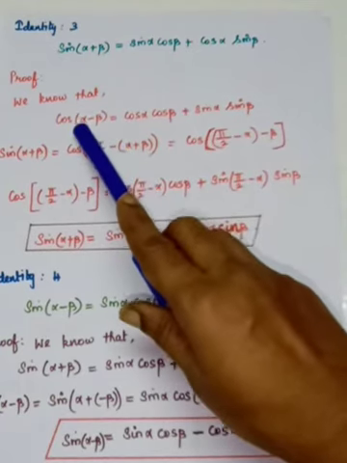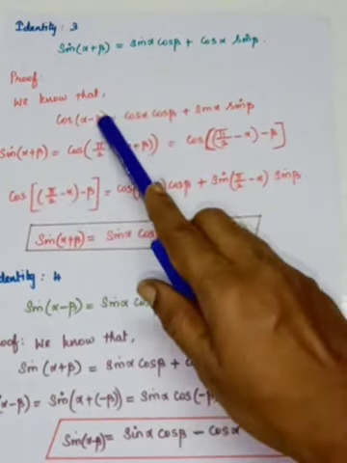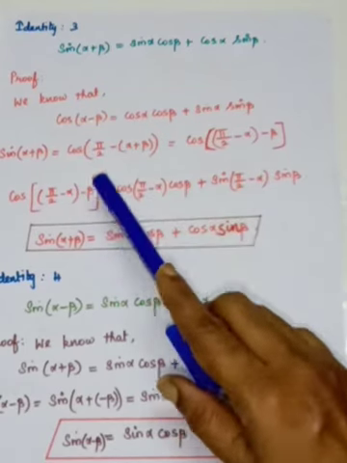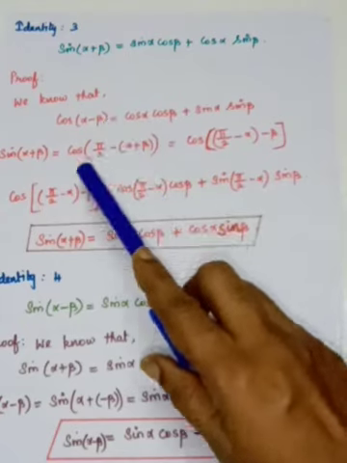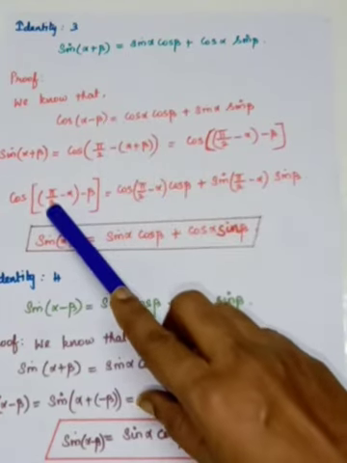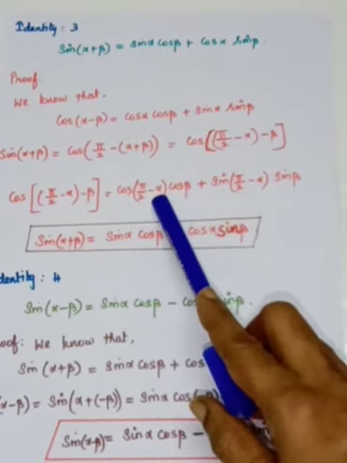So in the place of alpha, what do you have? Pi by 2 minus alpha. In the place of beta, you have beta. So in this formula, in the place of alpha, you have to substitute what? Pi by 2 minus alpha. So cos of pi by 2 minus alpha.